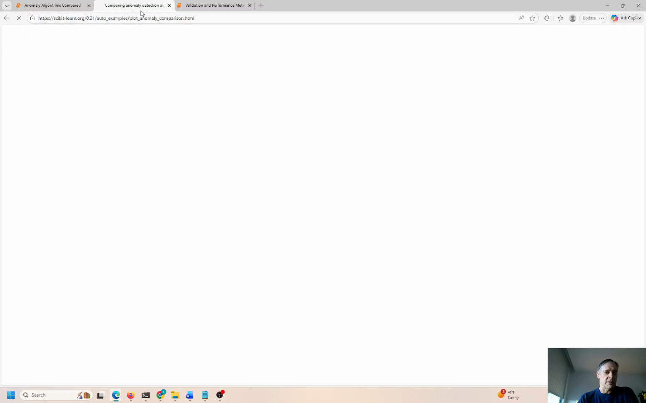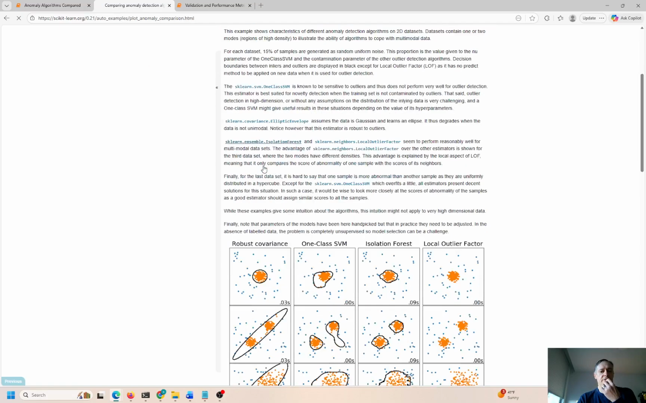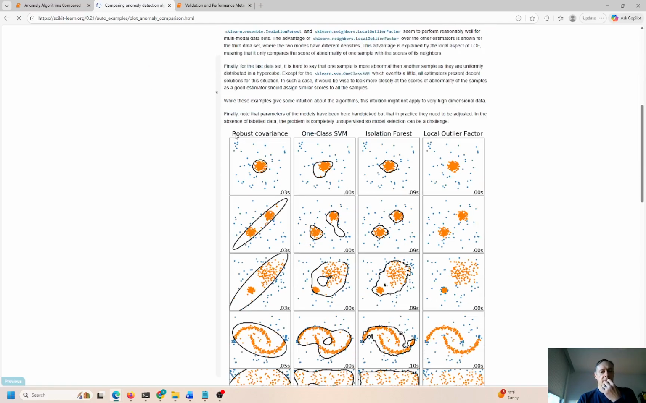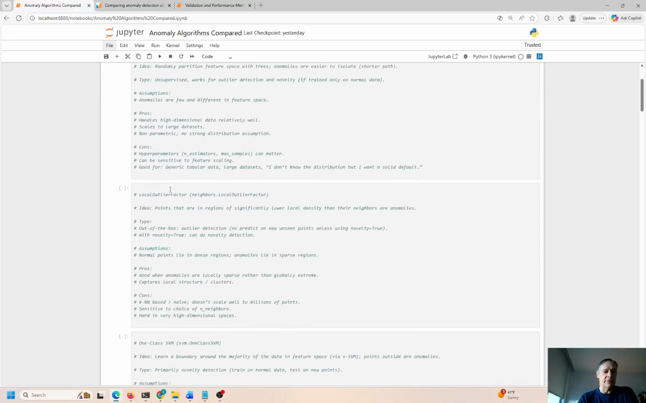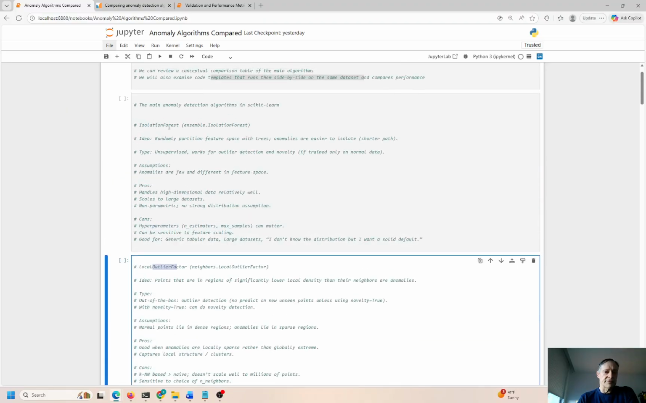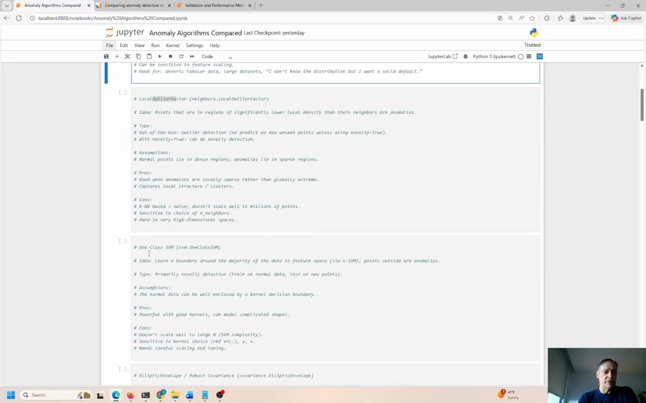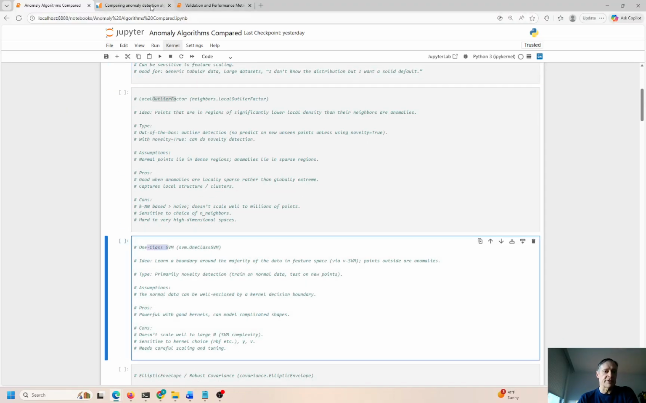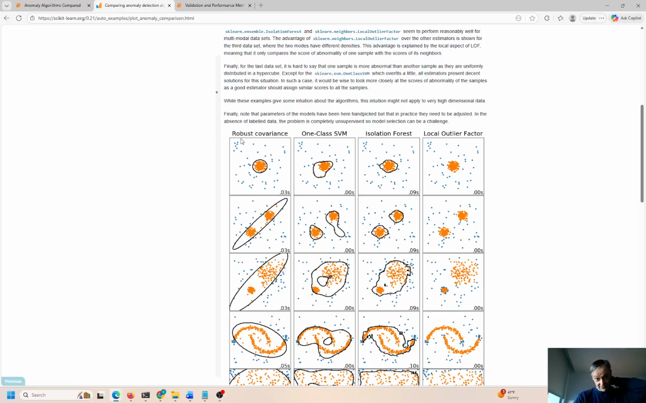LocalOutlierFactor, one class SVM. Oh, so support vector machine. If I go down a little bit over here, these are the four in the scikit-learn universe, right? So robust covariance, one class SVM, IsolationForest, LocalOutlierFactor. So I looked at three of these, okay? So I'm looking at LocalOutlierFactor, IsolationForest. This is my personal favorite right here, and one class SVM. I didn't even know about this other one until a few minutes ago, so I didn't review this one.